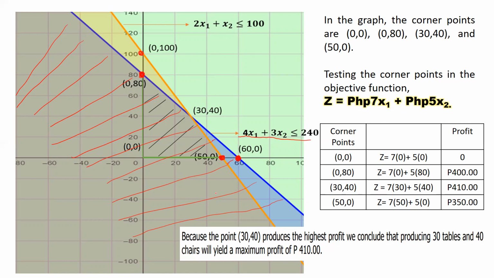So we are also going to shade to the left because we know that the relation symbol is less than. So that is how we graph linear inequalities.